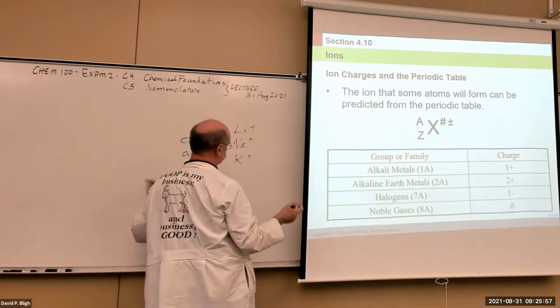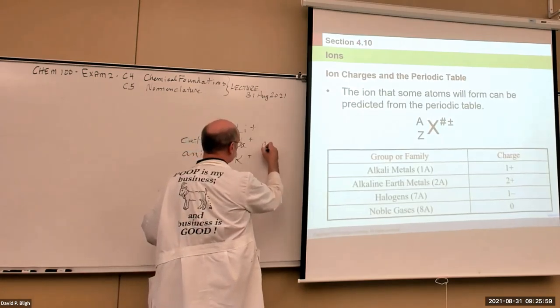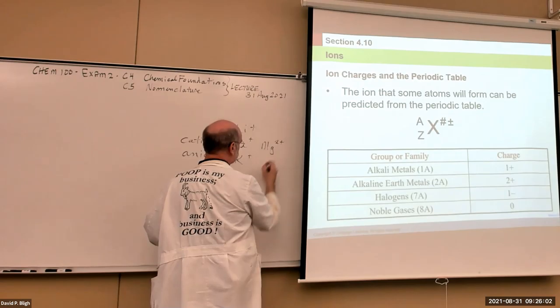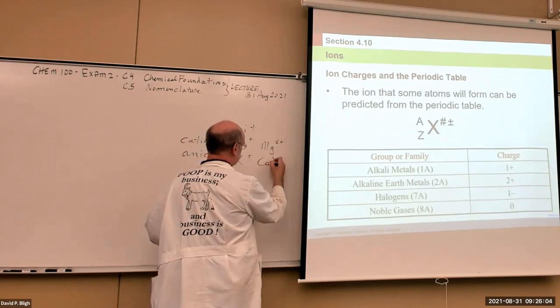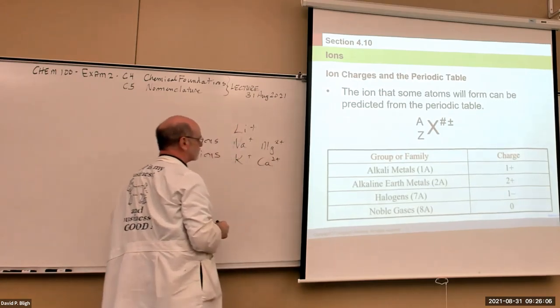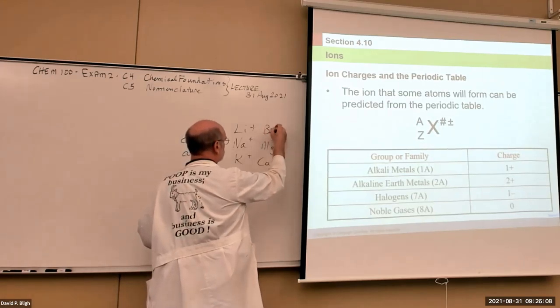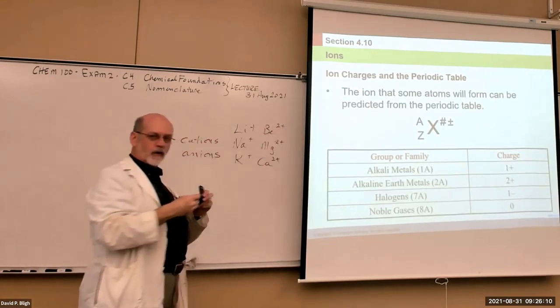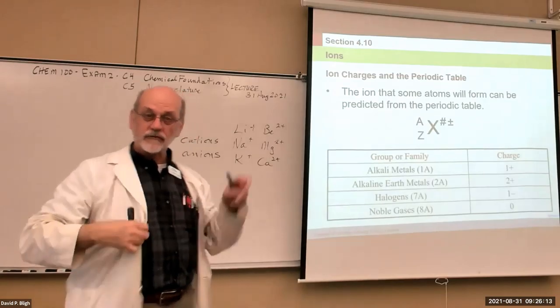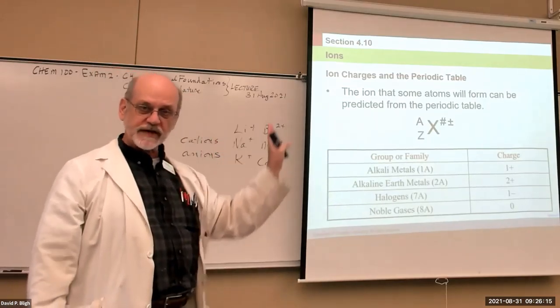Right? So, magnesium or calcium, like that, beryllium. They always form a two plus charge. So count from the left, first group is one plus, second group is two plus.